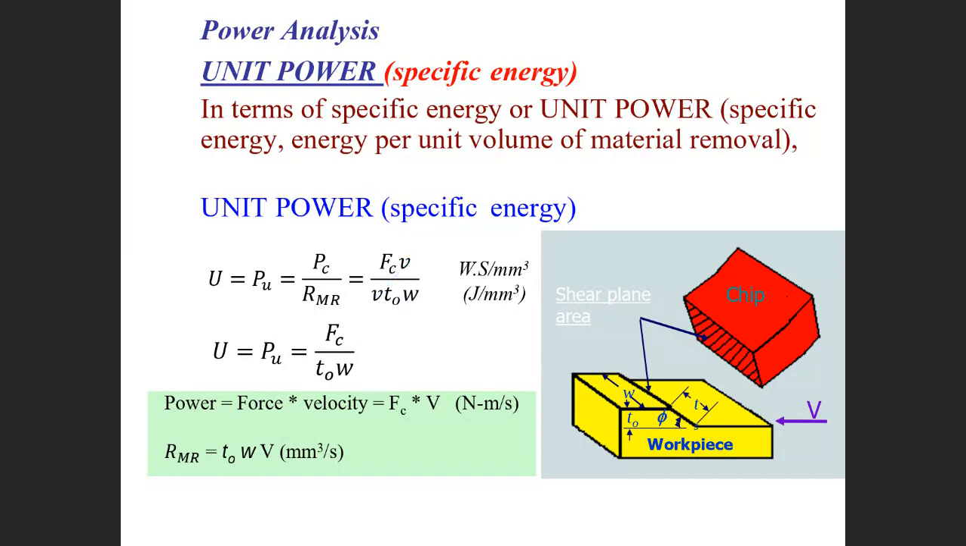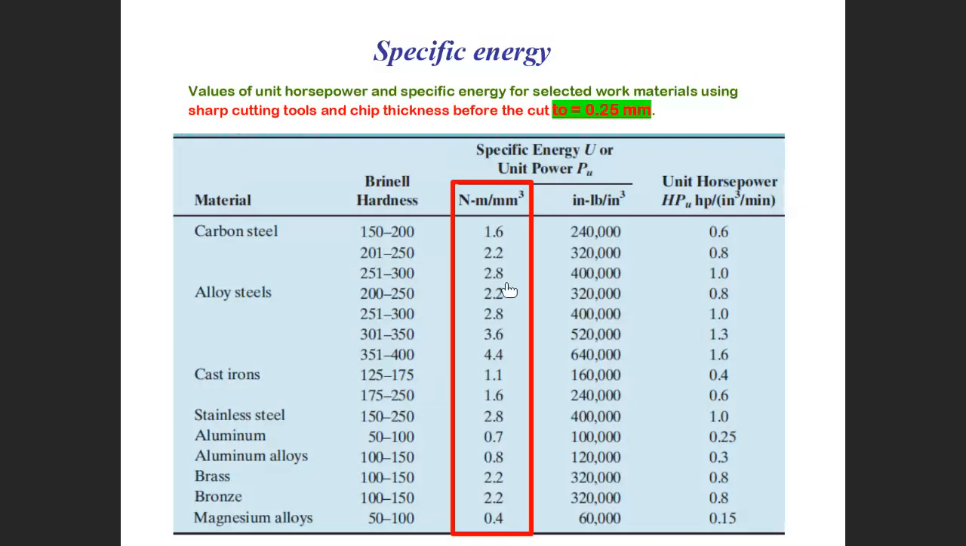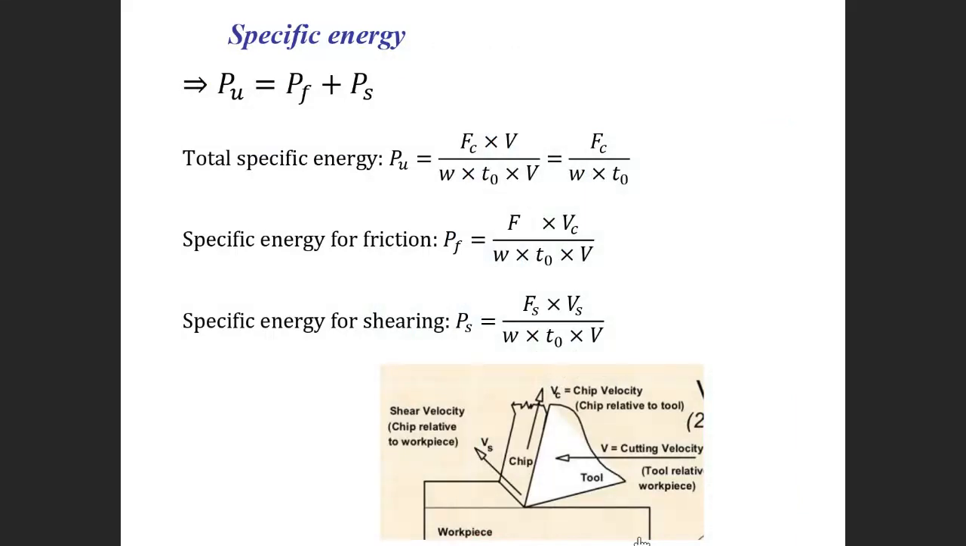As I told you, unit power is put in the table. However, this table indicates the unit power calculated up to t0, the uncut chip thickness, equal to 0.25 millimeter. Actually, we can get the unit power from the table and use it to calculate the required power.